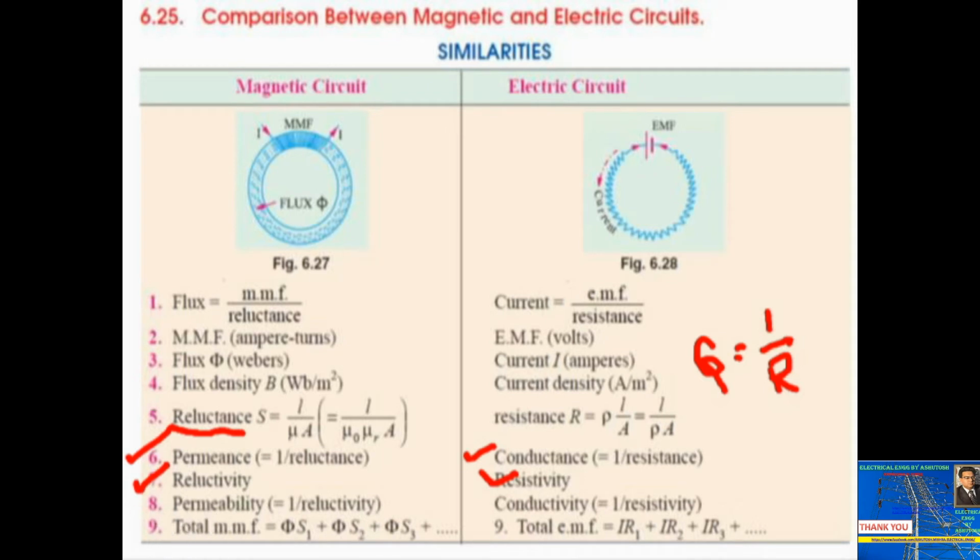And guys, total MMF, you will have to write it down, phi S1 plus phi S2 plus phi S3. We will see the formulas related to all these. And then total EMF in electric circuit, you will see IR1 plus IR2 plus IR3.